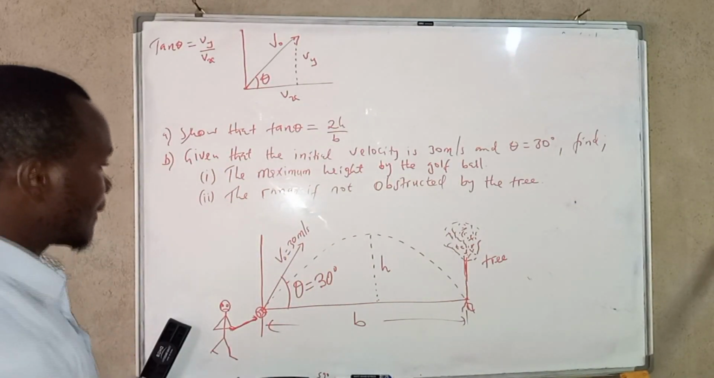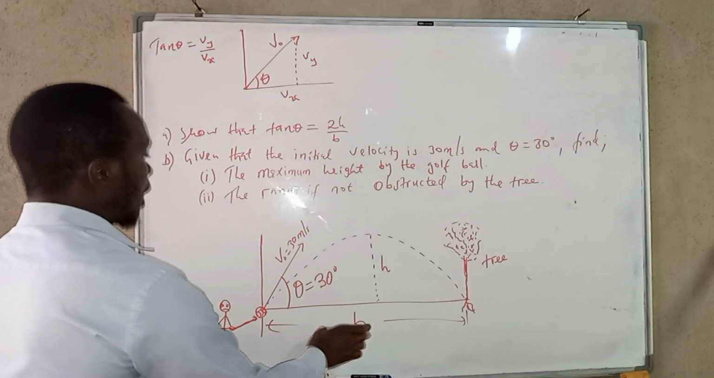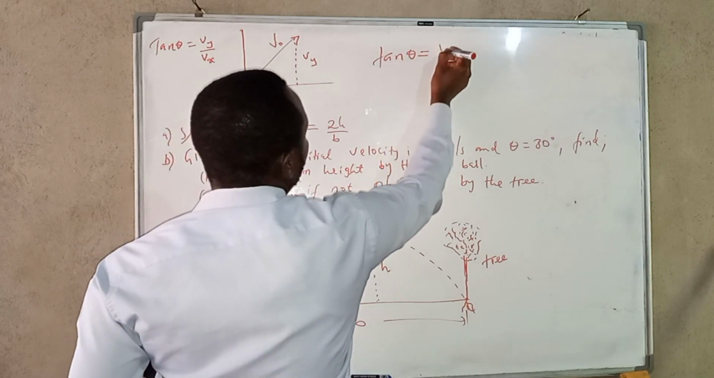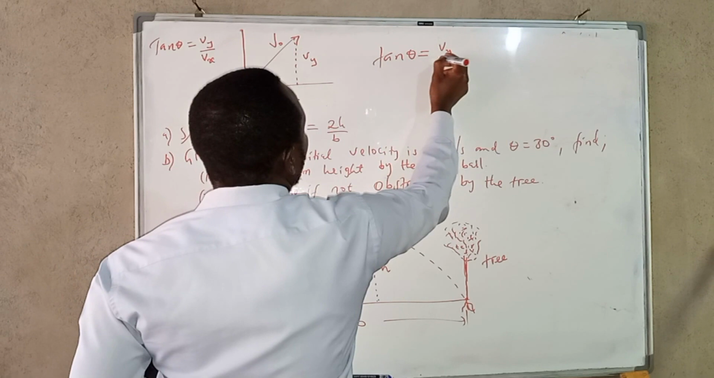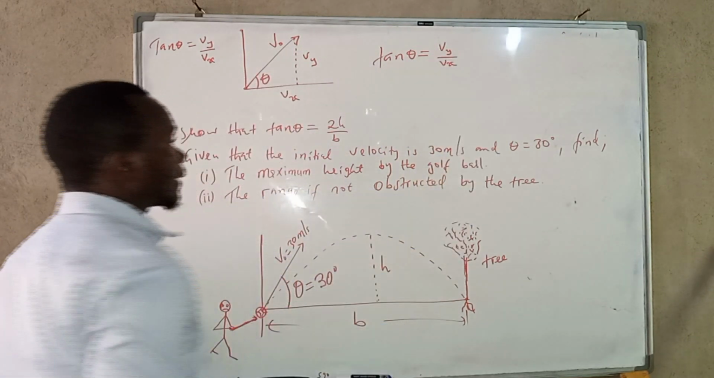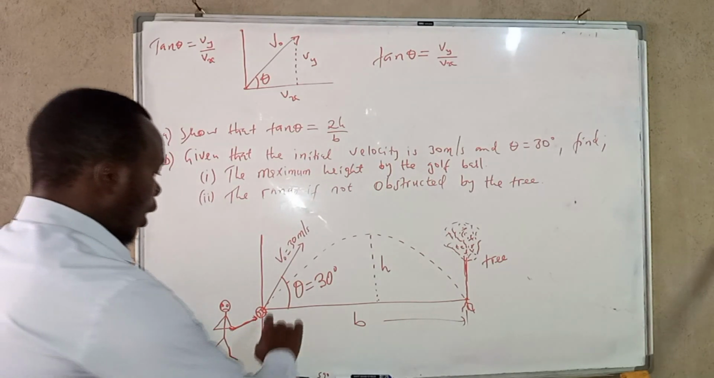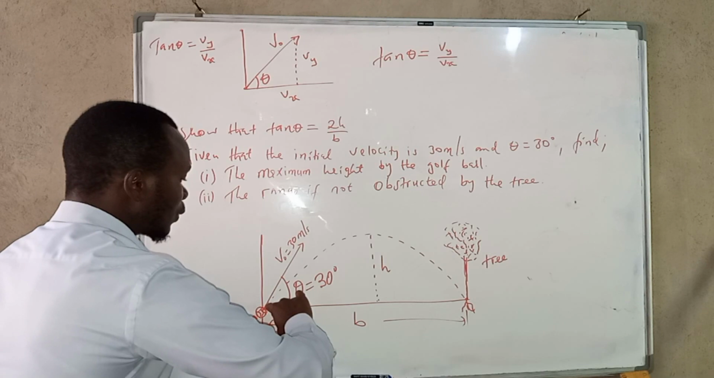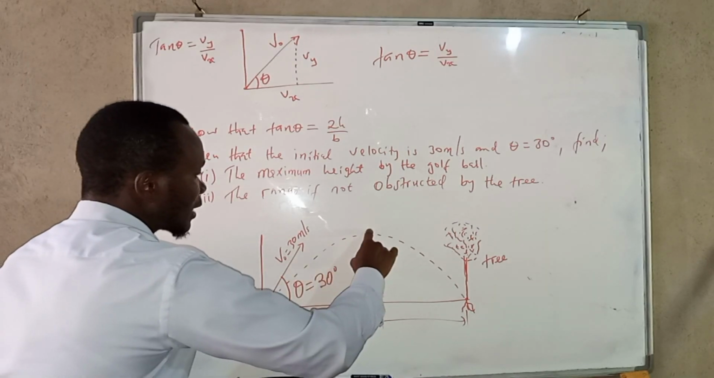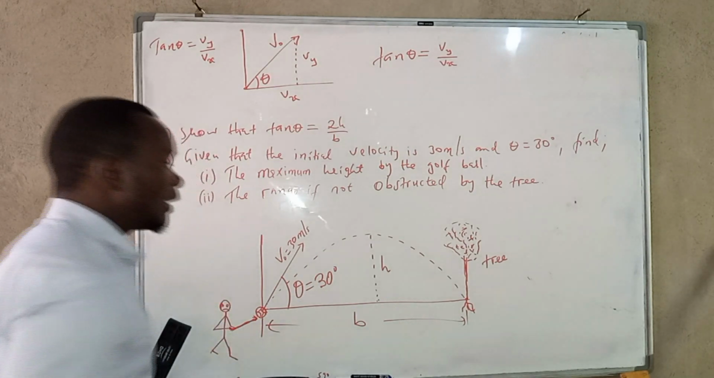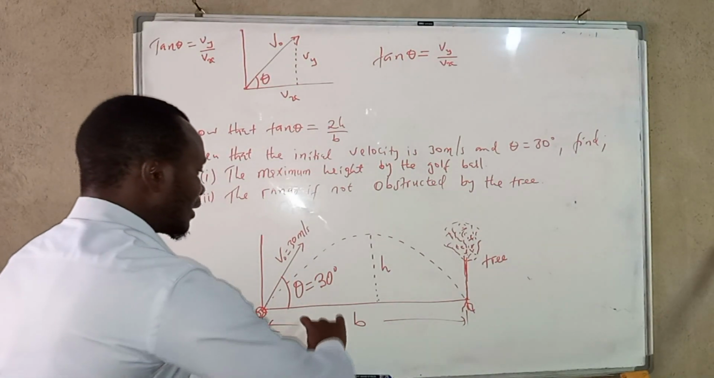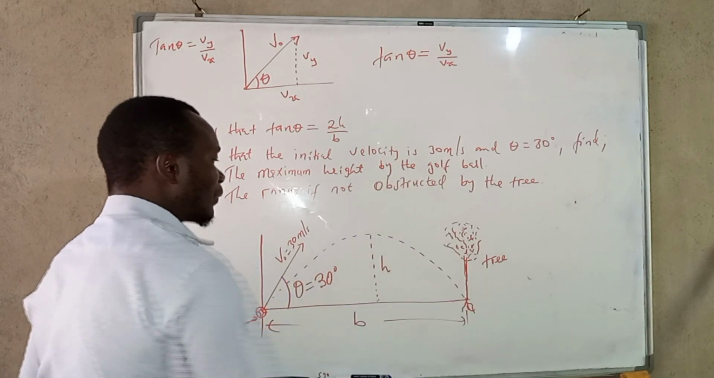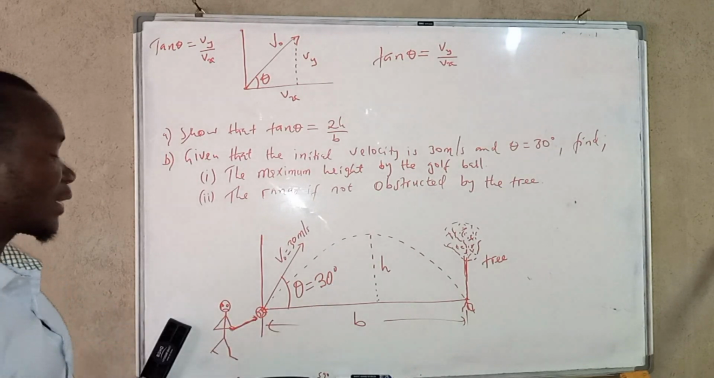So let us look at the diagram now, and let us bear in mind that tan theta is equal to Vy over Vx. From the diagram, we see the displacement covered when the golf ball comes up to this point, which is the maximum height, and coming back, it is going to cover this distance. As it goes up, it will cover h, and as it comes down, it is going to be 2h.